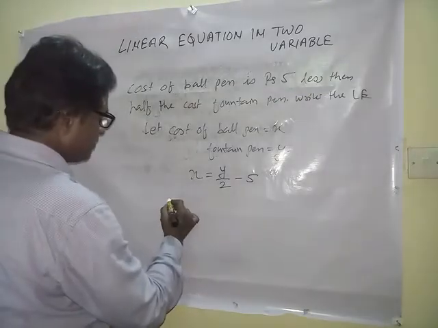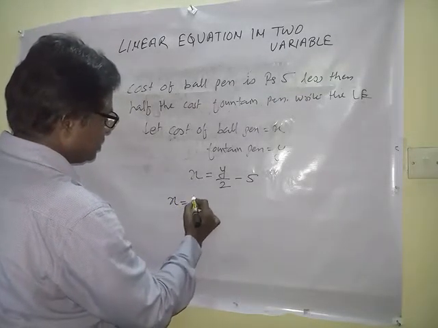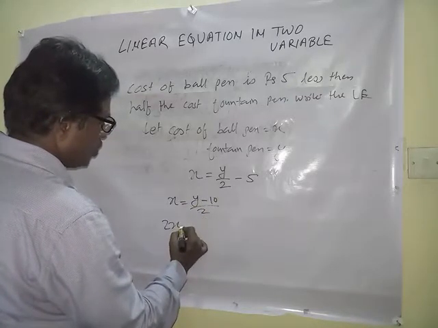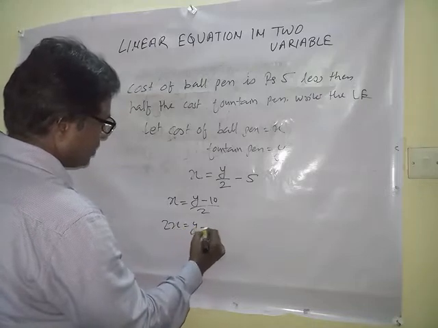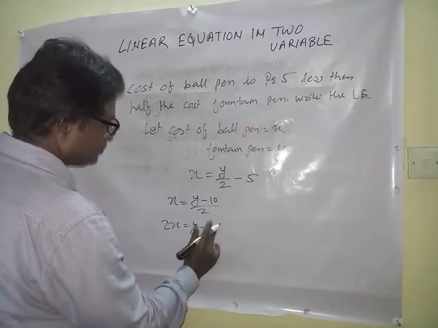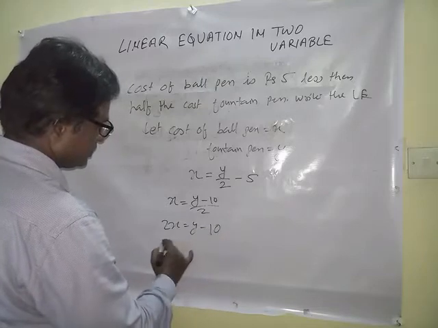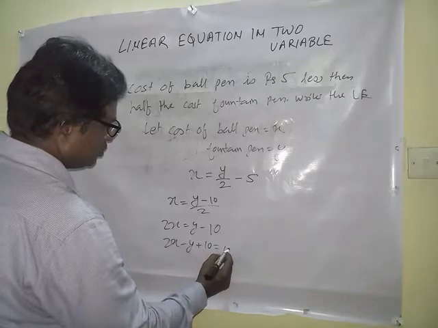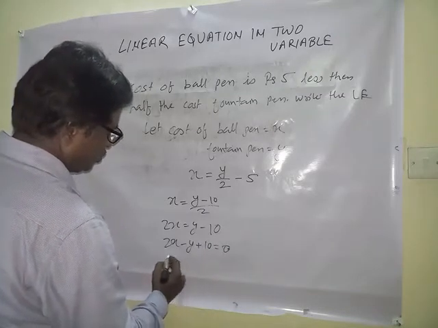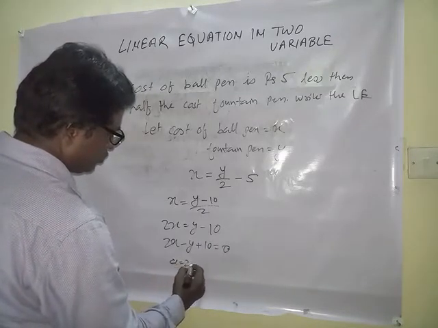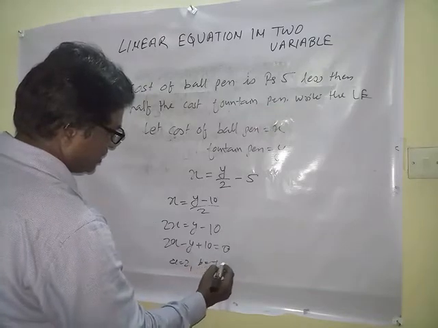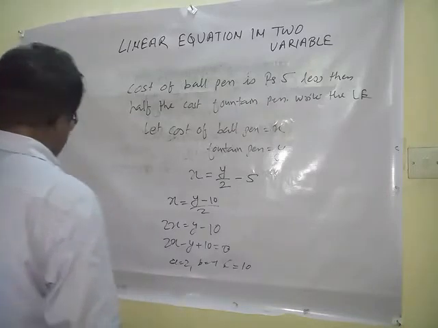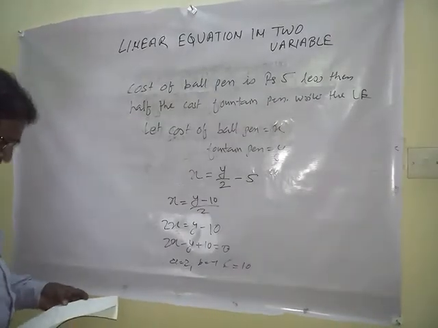Here, if you see, x is equal to y minus 10 upon 2, 2x is equal to y minus 10, 2x minus y plus 10 is equal to 0. So a is equal to 2, b is equal to minus 1 and c is equal to 10.